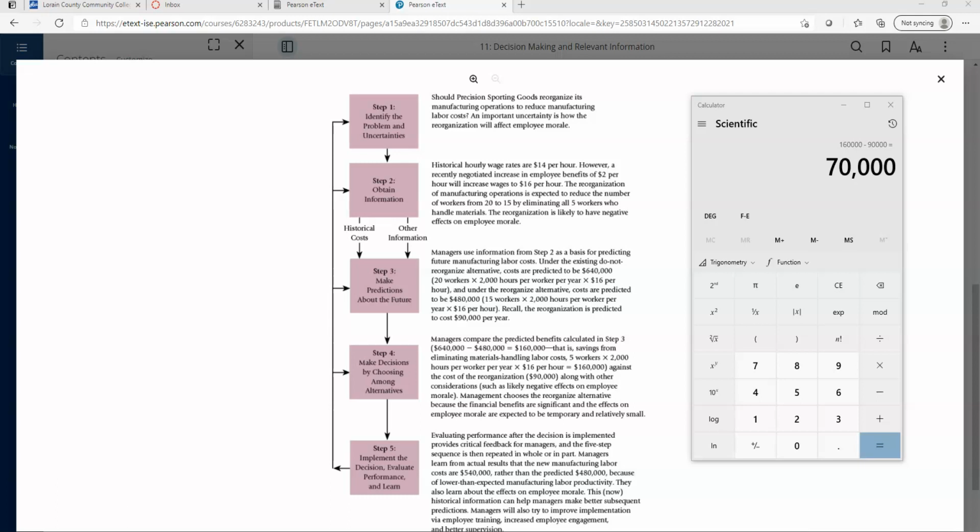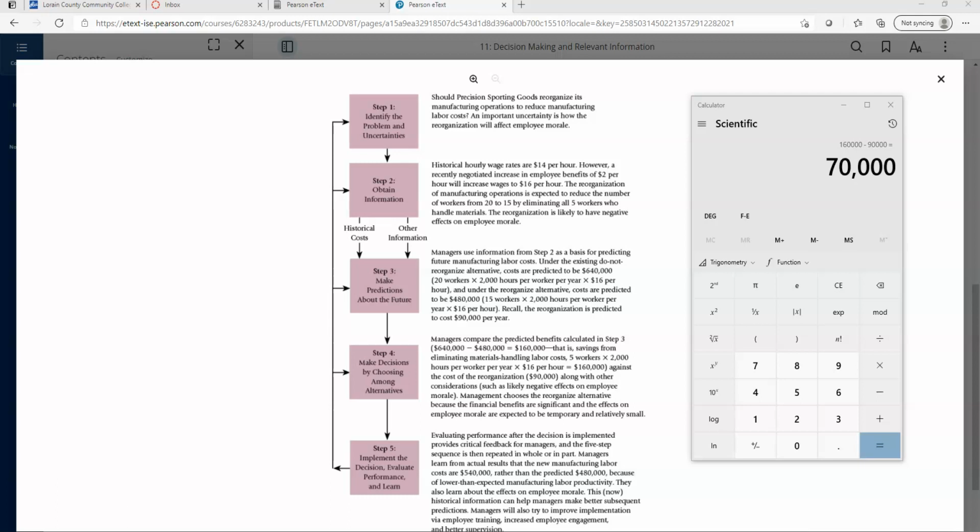In this case, the managers learned from the actual results that the new manufacturing labor costs are going to be $540,000 rather than the predicted $480,000, because of lower than expected manufacturing labor productivity. And they also learn about the effects of employee morale. Now, this information that we're learning now, because we're evaluating the performance, is past or sunk information. It has no bearing on future decision-making opportunities.